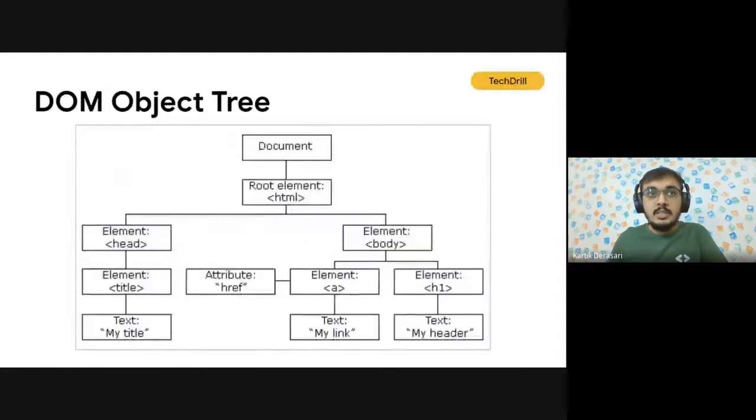So let's see what is a DOM object tree. Whenever the web page is loaded, the browser creates the DOM, and it can also be represented in the form of an object tree. Here you can see that we have different HTML elements under different hierarchies, and the different hierarchies are represented in this way.